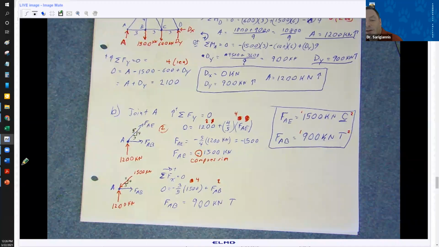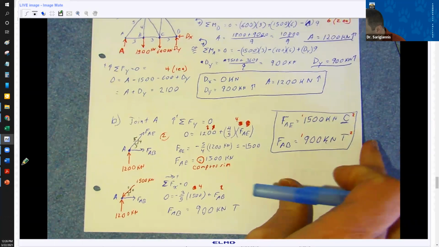Fairly straightforward, just a force balance on point A, pretty much. I mean, you did this with like the hanging flower pot, basically. All right, the next one was method of sections.